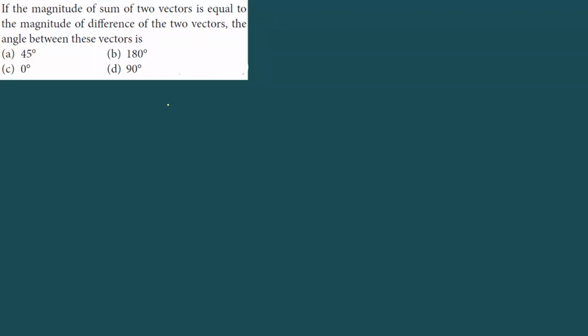So we have an illustration here which states: if the magnitude of the sum of two vectors, where sum represents addition of two vectors, is equal to the magnitude of the difference of two vectors, then the angle between the vectors is. So if the magnitude of the sum of two vectors, let us say A vector and B vector, these are the two vectors.